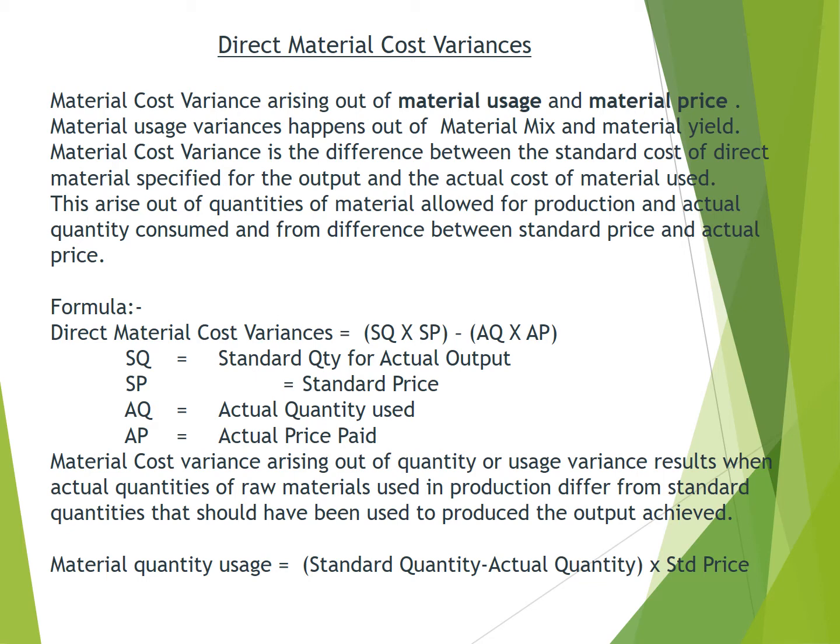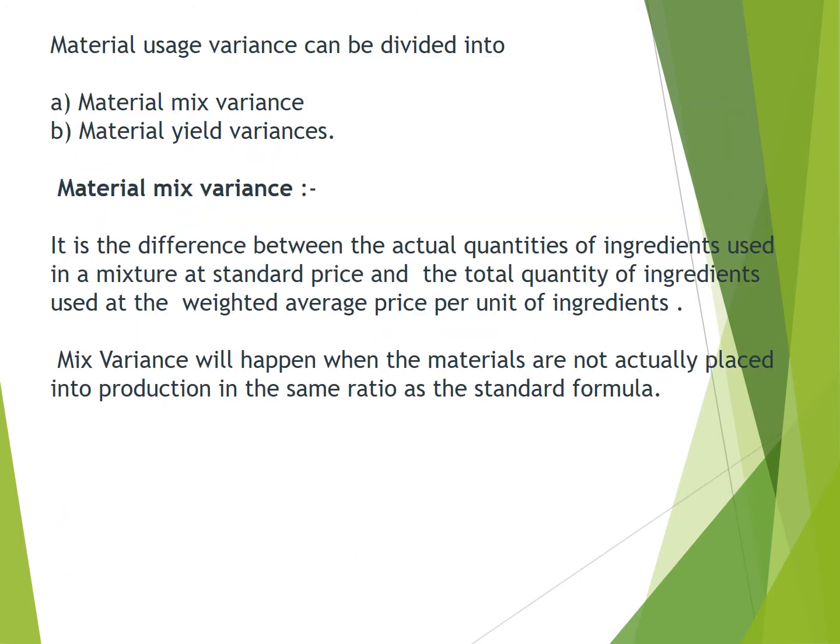Material cost variance arising out of quantity or usage variance results when actual quantities of raw material used in production differ from standard quantities that should have been used to produce the output achieved. Now, material quantity usage variance is equal to standard quantity minus actual quantity into standard price. Again, material usage variance can be divided into material mix variance and material yield variance.